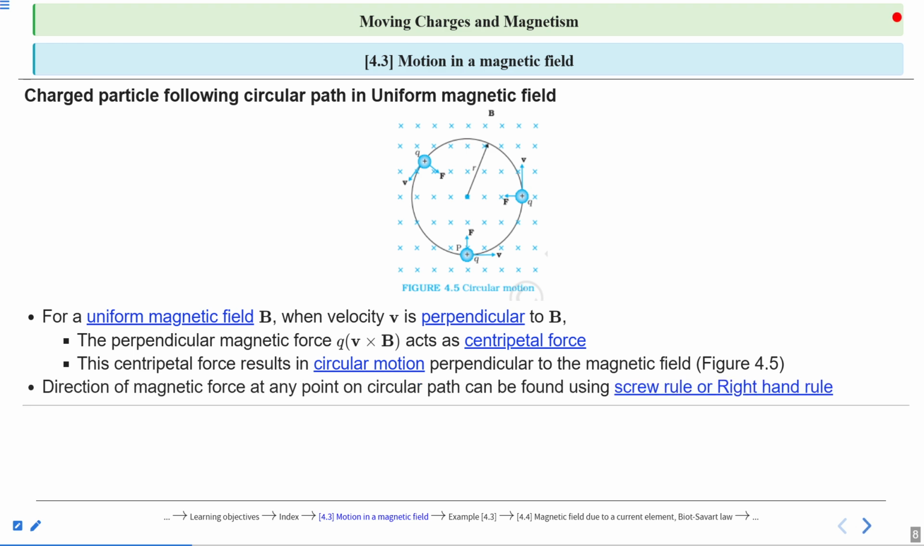So the direction of magnetic force at any point on the circular path can be found using the screw rule or right hand rule. You can find the direction of force at any point on the circular path by using the right hand rule, as I have mentioned earlier.